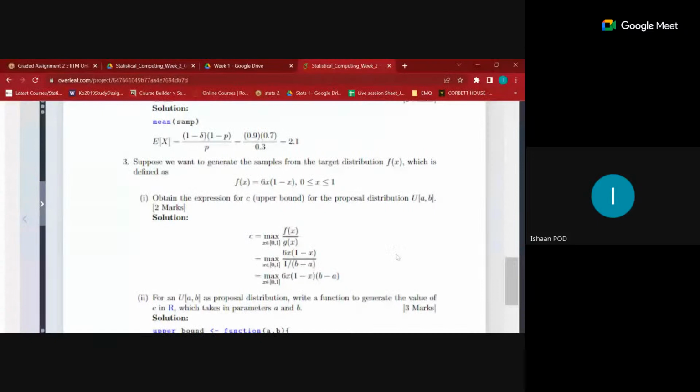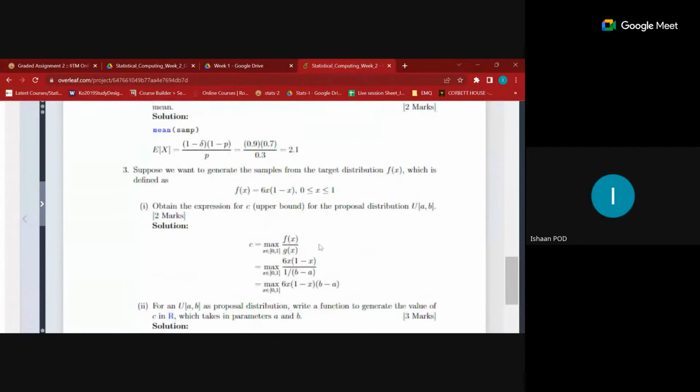So if I show you how we did it, you can see my screen, right? Yes, sir. Right, so for C, what you do is you try to find the upper bound for this ratio f(x) over g(x), right? And sir, also I don't understand, here f(x) is given, but g(x) is not given. So g(x) is your proposal distribution from uniform a comma b, and we know that the PDF of uniform a comma b is 1 over b minus a.